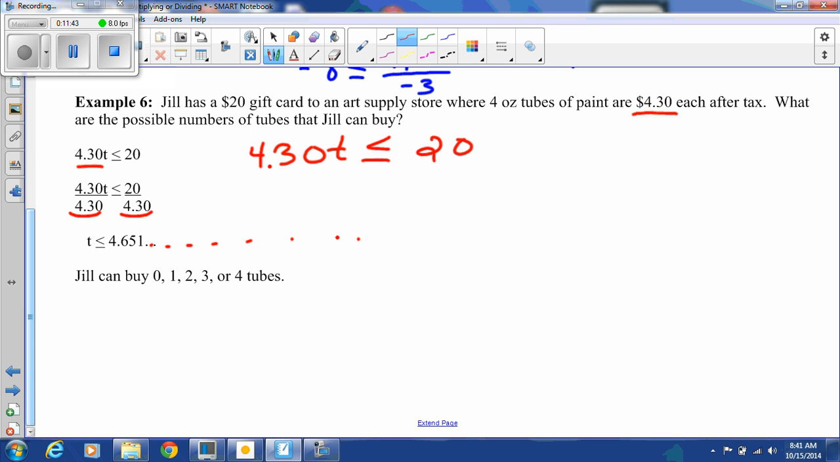Well, she can buy 0 tubes of paint. We're thinking about what makes sense for this problem. She can buy 1 tube. She can't buy a negative amount of paint. She can buy 2 tubes, 3, or 4. She can't buy 5 because this number is less than 5. So her possible choices are 0, 1, 2, 3, or 4.